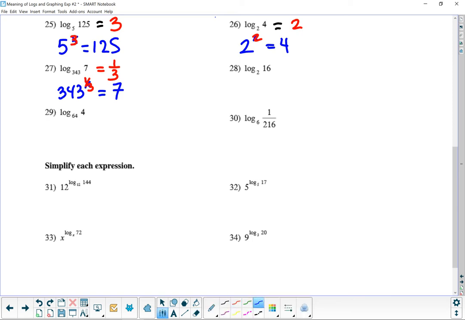All right, next one we got 2 to the power of what is going to equal 16, right? So we know that 2 times 2 is 4, times 2 is 8, times 2 is 16. So we know that there's going to be 4 of those. So our answer is 4.